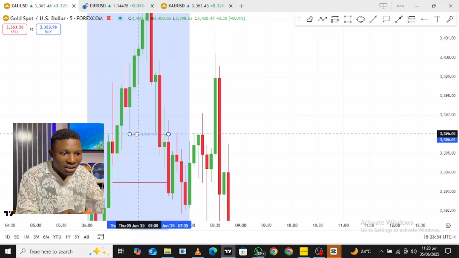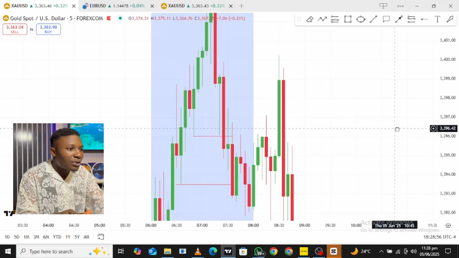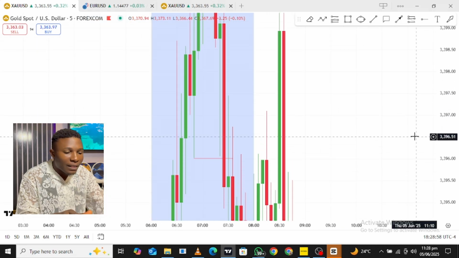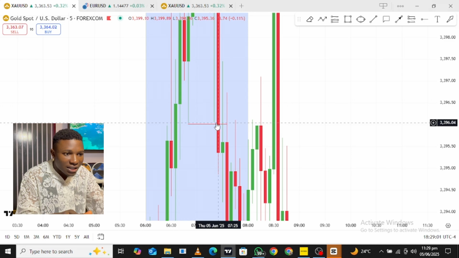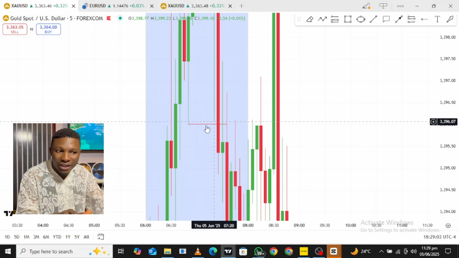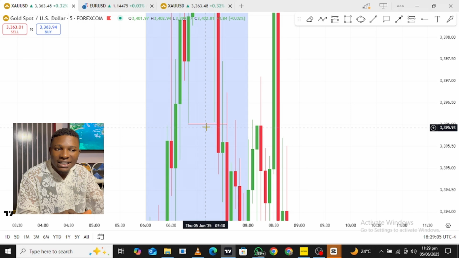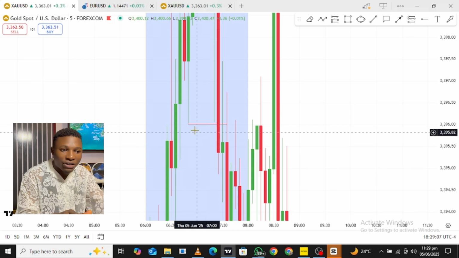Let me move it. Okay. Can you guys see very well right now? Can you see? It's not this particular bullish candle. It's not the one that ended up breaking this particular low right here. It is this particular bearish candle that ended up breaking it.